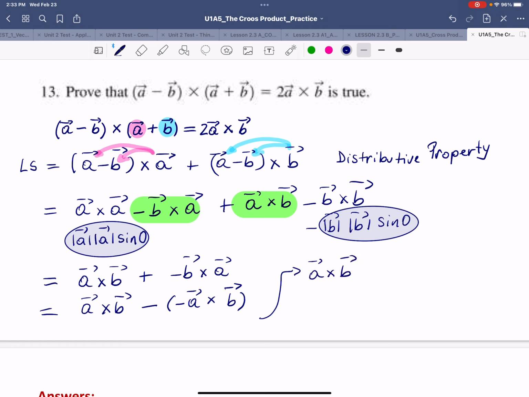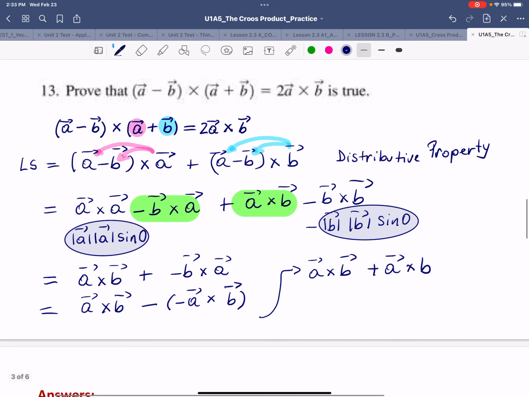Now remember that it is very important that we keep the vectors in order in the cross product, because we cannot switch the vectors around when we cross product the vectors. So sorry, here we go. So A cross B, and then will be plus A cross B. Okay, so the two minuses in here will make a plus.